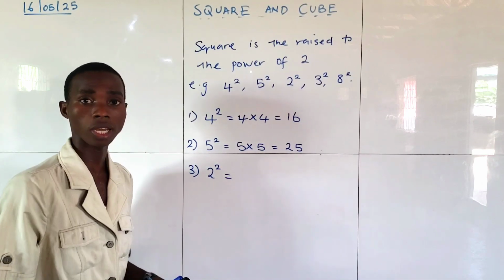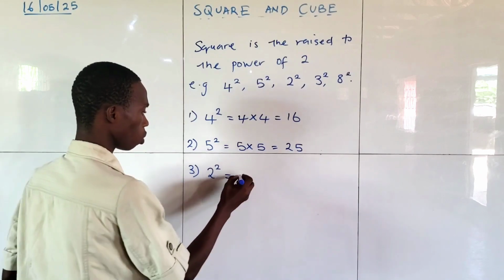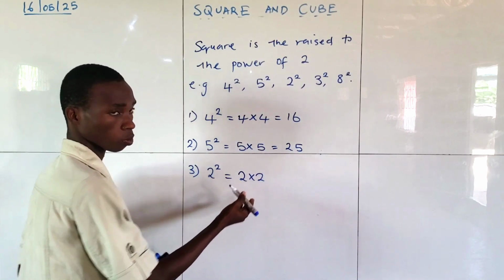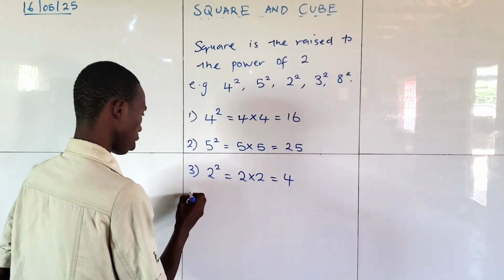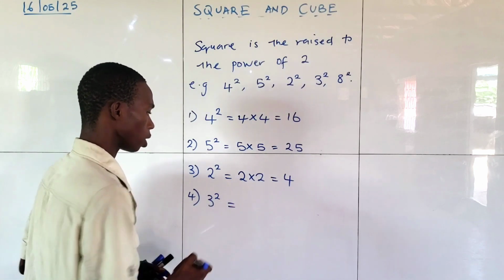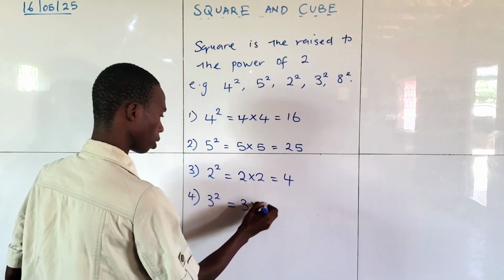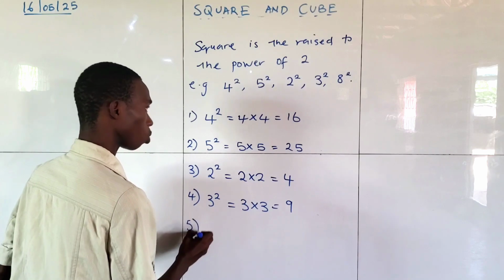Now, the next one there, example 3, is 2 squared. This 2 squared can also be called 2 raised to the power of 2, which is 2 times itself. It's going to multiply itself 2 times, which is giving us what? 4. Now, the next one there is 3 squared. The same thing is 3 times 3, which is equal to what? 9.